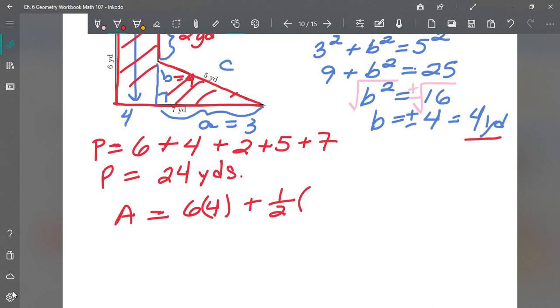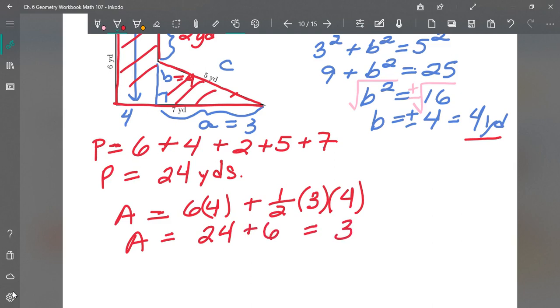So our base is just the 3, and our height is the value 4 that we found by the Pythagorean theorem. Go ahead and calculate following order of operations. And we get 30, and that is in square yards. You can use this notation, yards squared, if you like.